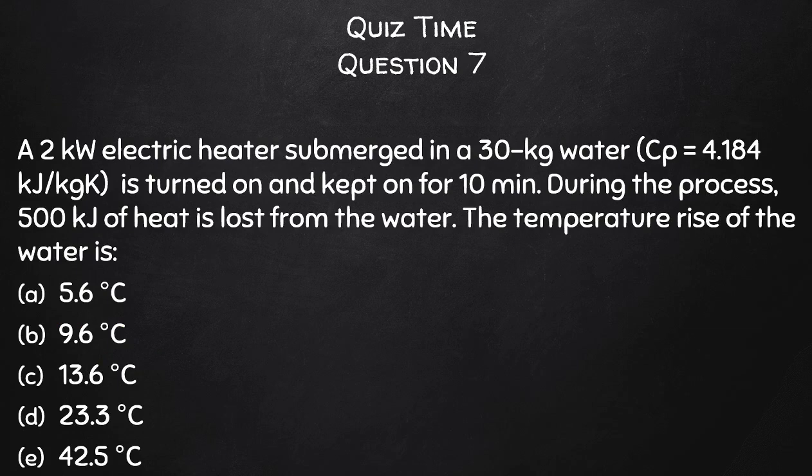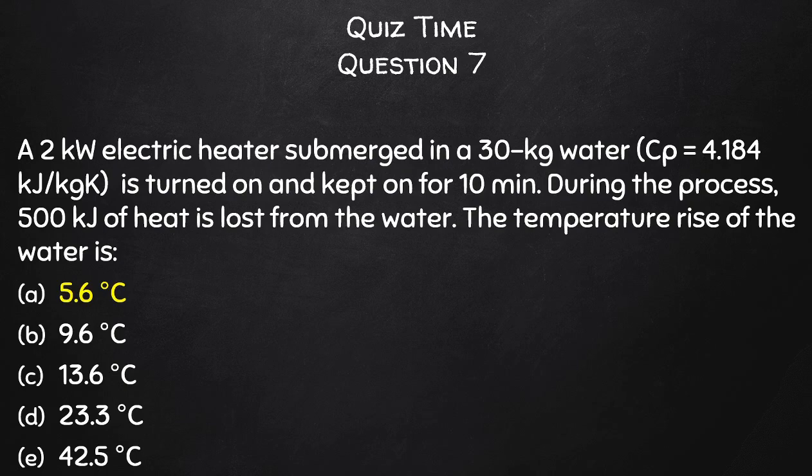Consider a 2 kilowatt electric heater, and this time it's submerged in 30 kilograms of water. The Cp value for water is 4.184. We consider water to be incompressible, and so we will consider only the Cp value in this case. This electric heater is kept on for 10 minutes. During the process, we measure that 500 kilojoules of heat is lost from the water. What is the temperature rise of the water? Is it A, B, C, D, or E? Quickly pause and give it a go.